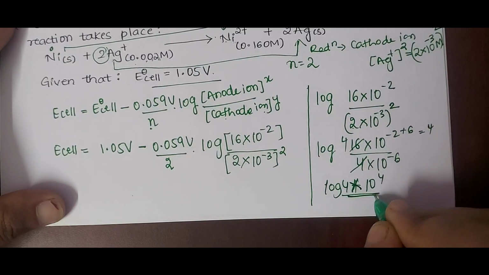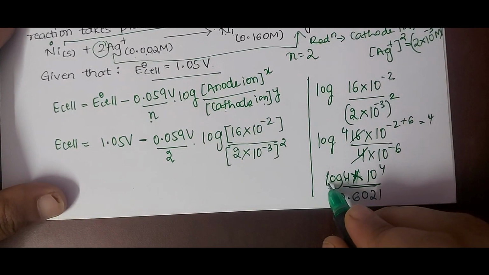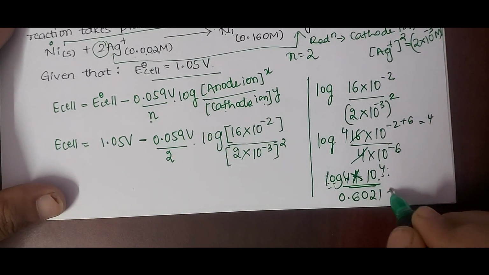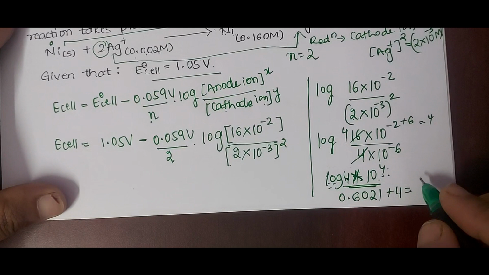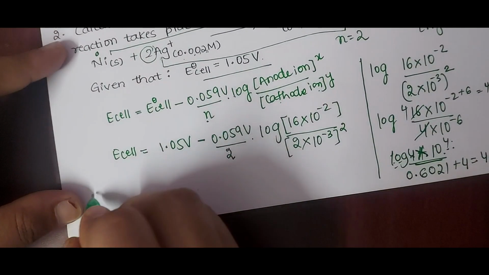Now when you take the log of it, when you find out from the log table, you get it as 0.621, and log m into n is log m plus log n, and log 10 to the power 4 is 4. So here your value will be equal to 4.6021. We'll substitute it here.